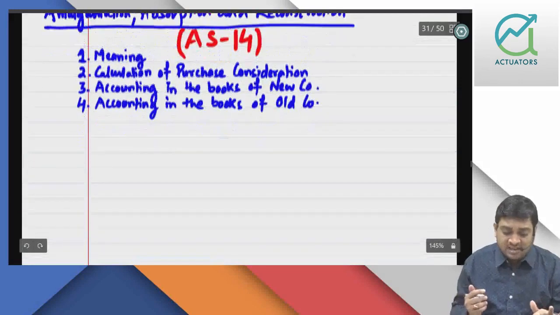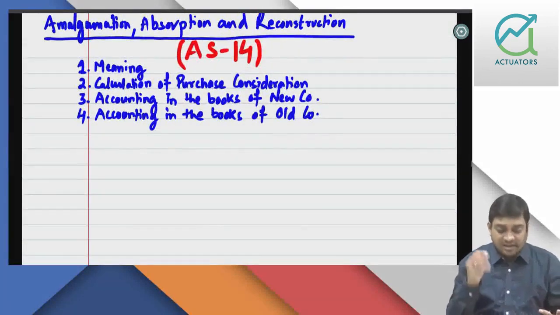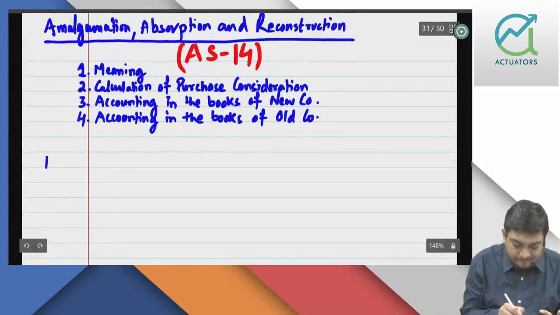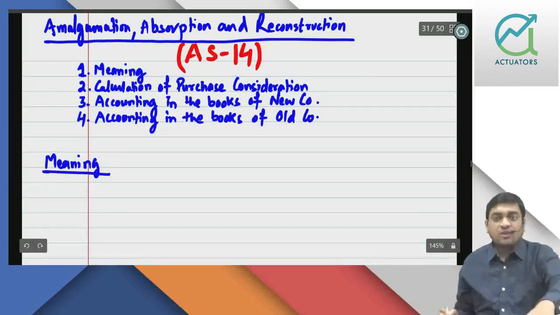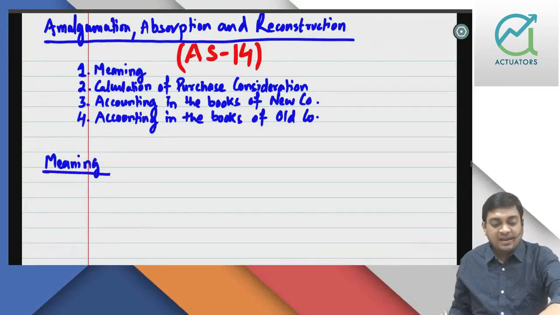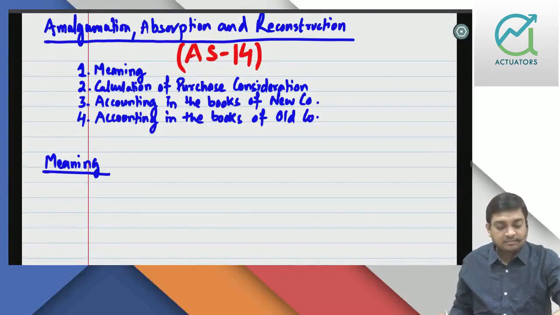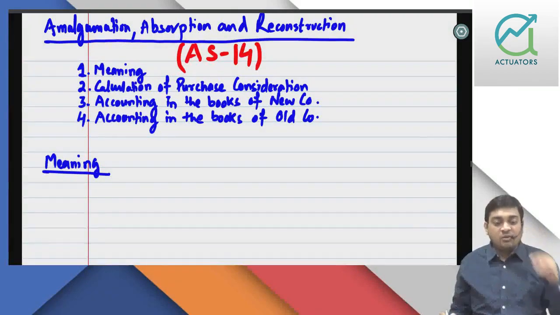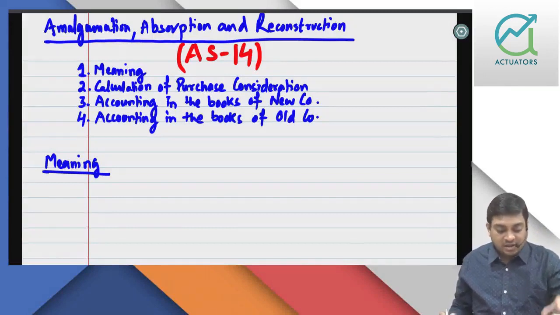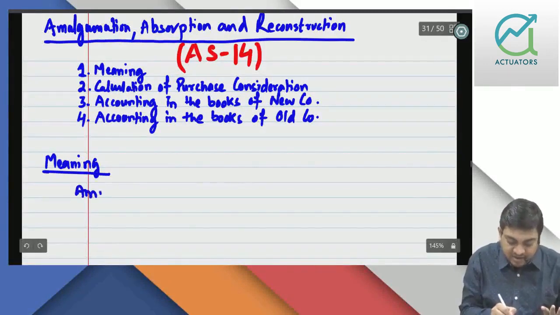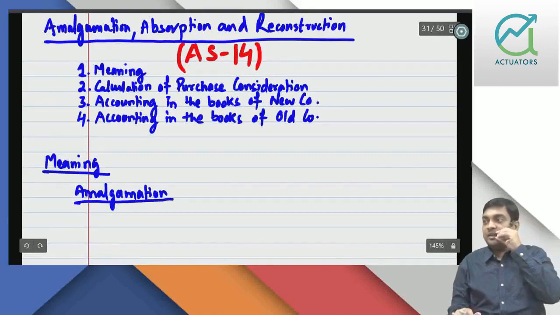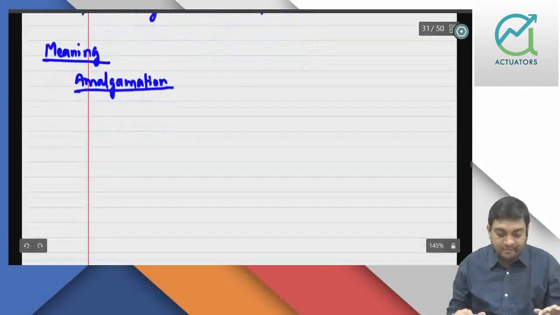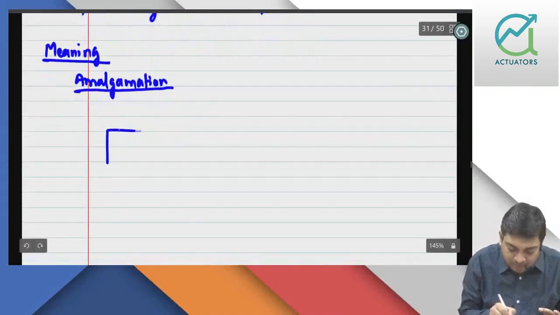Initially, we will talk about what these words amalgamation, absorption and reconstruction mean. Meaning. First of all, I will explain what is amalgamation. Meaning, the very first term is amalgamation. Is that fine? Okay.